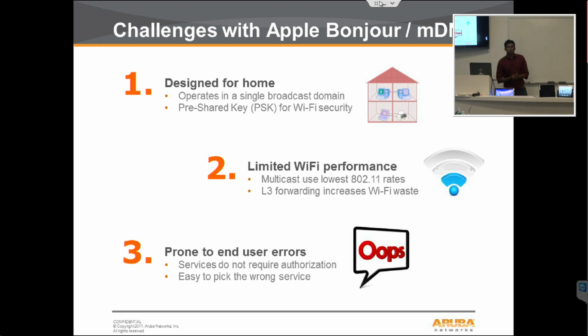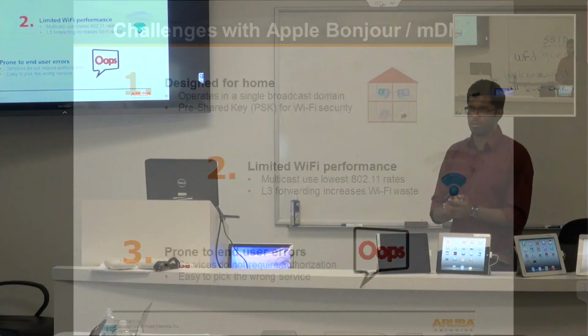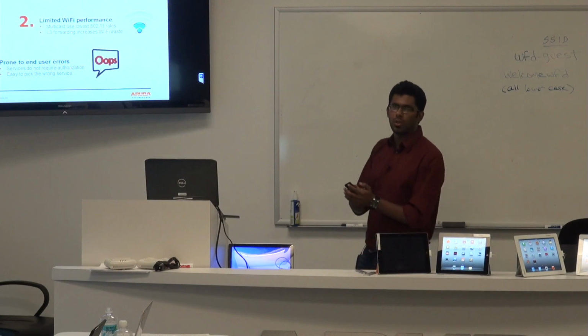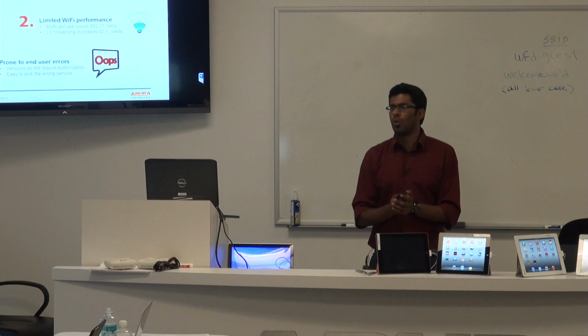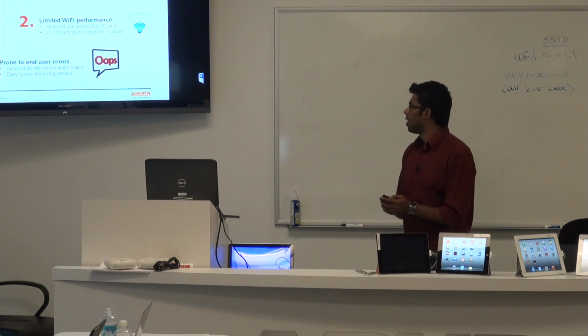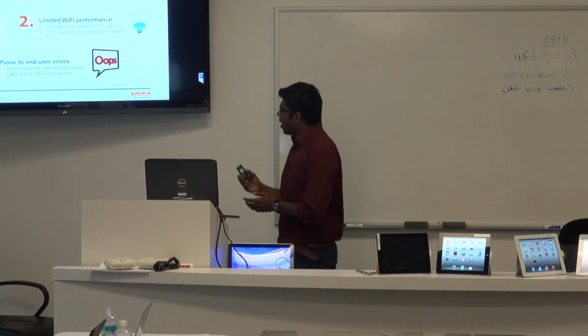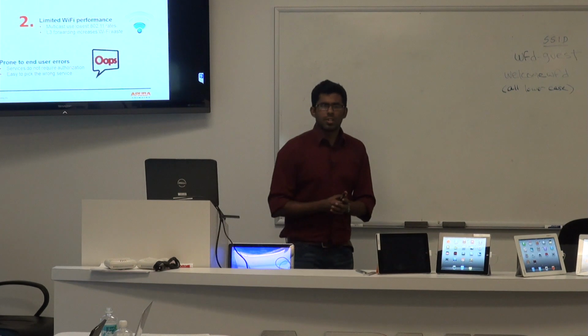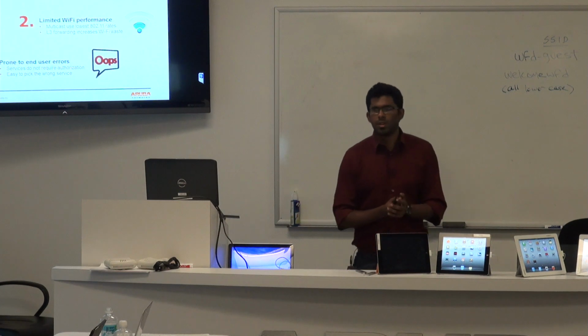The second issue we have with mDNS is that all the mDNS multicast announcements that go out are sent out at the lowest possible rate, depending on which radio you're associated with. And we all know that the lowest possible rate takes up a lot of airtime and affects your overall network performance. As you start adding more of these devices to your network, you're going to see a significant drop in your overall network performance. And third, these are just plug-and-play devices. It requires some kind of authorization.